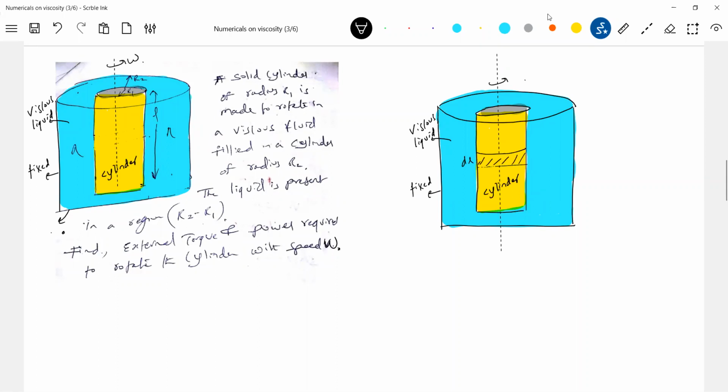Now, what is the torque acting on this one? First, what is the viscous drag acting on this one? So let's calculate the force on this small element. dF is equal to eta times area dA times the velocity gradient. What is the velocity of that? It will be v. At what distance? R2 minus R1.